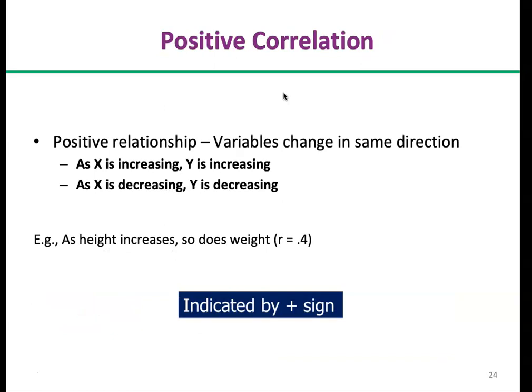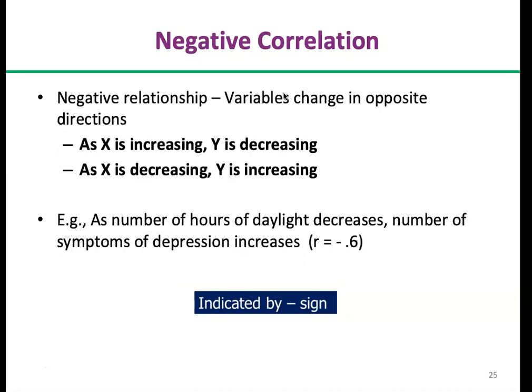Again here, positive correlation. As height increases, so does weight. That's got an R equals 0.4, which is slightly more than the middle number there. And then a negative correlation, which means the variables are changing in opposite directions. So a negative correlation would be R equals -.6, and that would be a rather strong negative correlation.